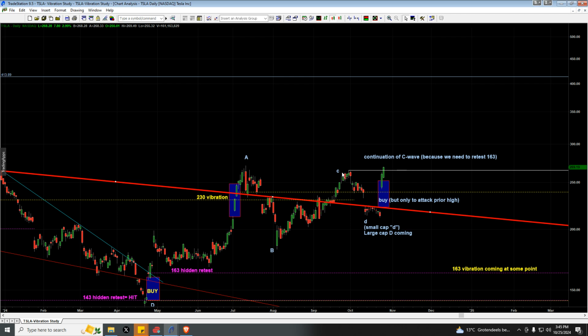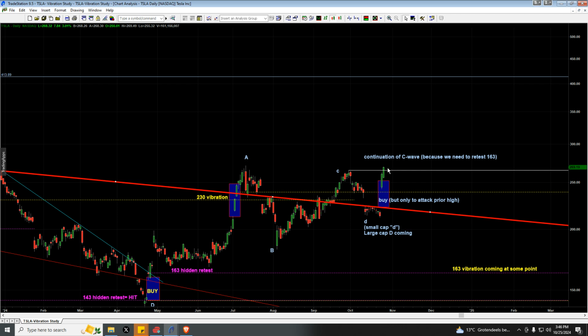This here, instead of counting, is a C, D, E, because we know a 163 hidden retest level still needs to be hit at some point. The count is an A, a B. We're still in a C here, and then we're going to have a D down. So that's why this is a small cap C, small cap D, small cap E.